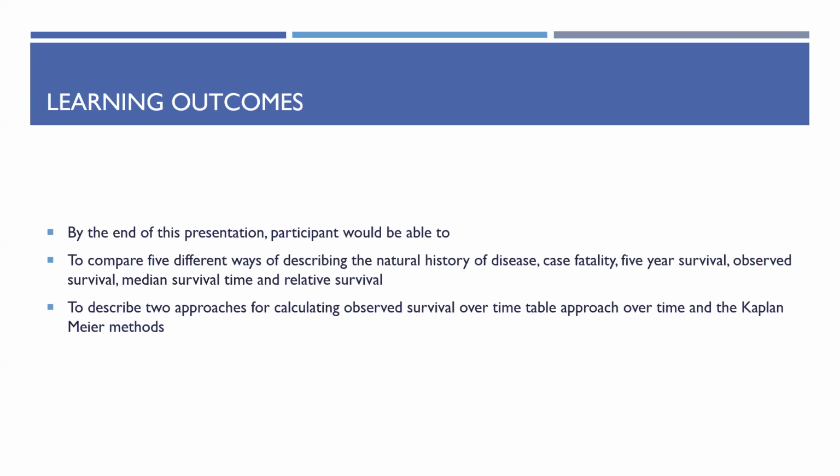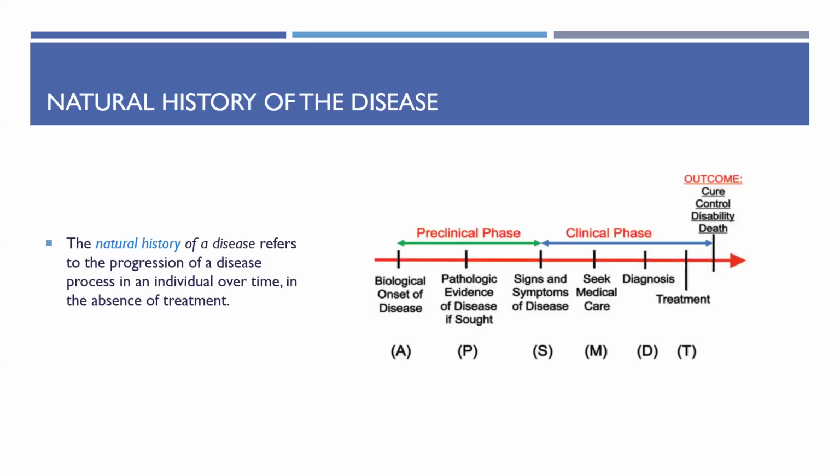Learning outcomes. By the end of this presentation, participants will be able to compare five different ways of describing the natural history of disease: case fatality, 5 year survival, observed survival, median survival, and relative survival. To describe two approaches for calculating the observed survival over time, the life table approach and the Kaplan-Meier method.